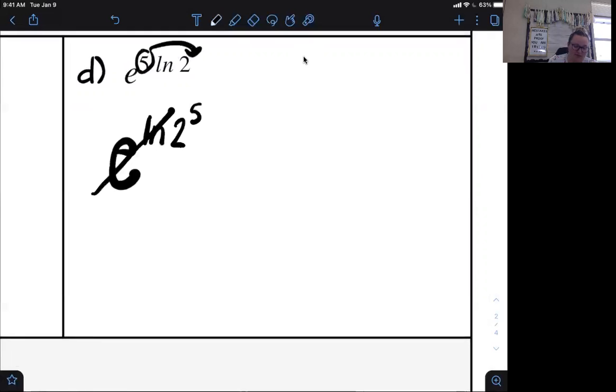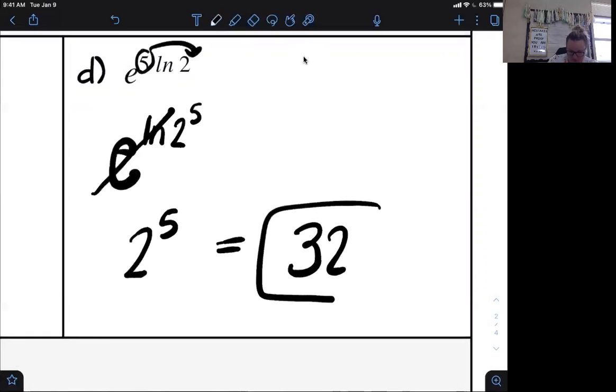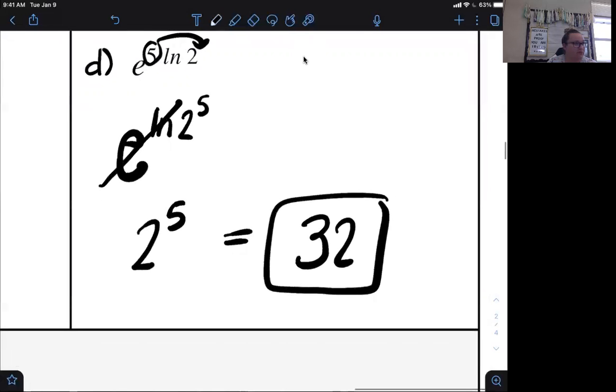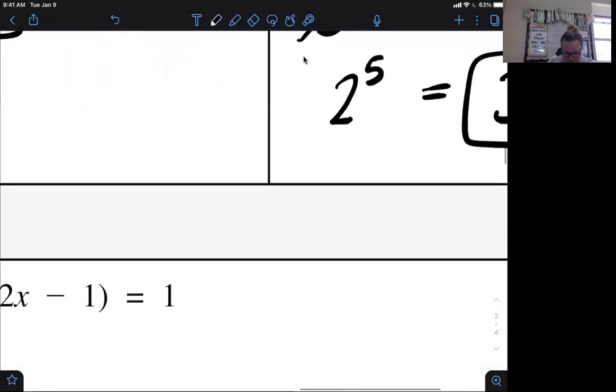Now e to the natural log cancels. We're left with 2 to the 5th. 2 to the 5th is 32. So our final answer is 32.